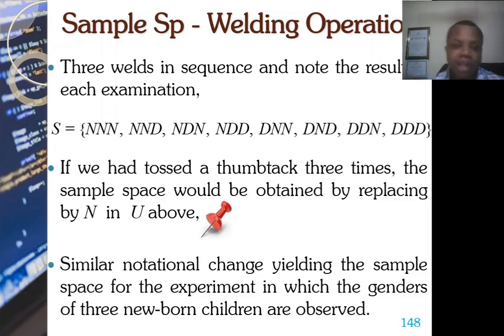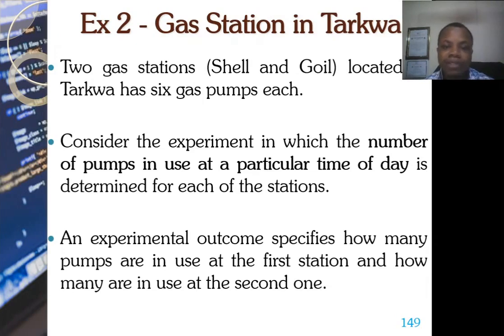So with this, let's try to take a live example and see what happens. Now for those of you who have been in Takwa or who know Takwa too well, you know that we have several gas stations in this municipality, but in this case, let's take a look at only 2. So suppose we take 2 gas stations, Shell and Goil. These happen to be the major ones here. Now each of these 2 stations has 6 gas pumps each.